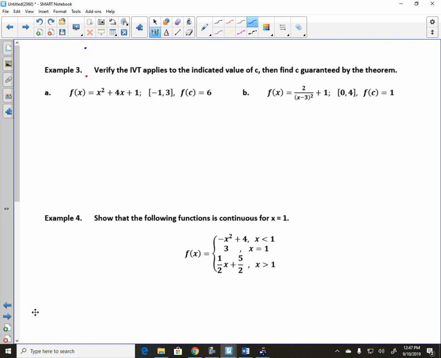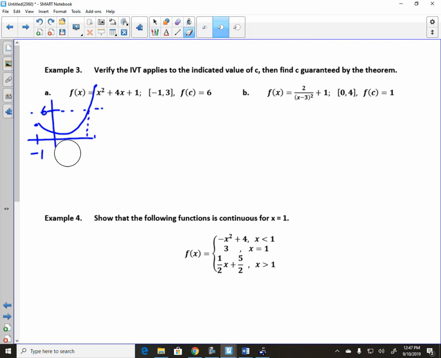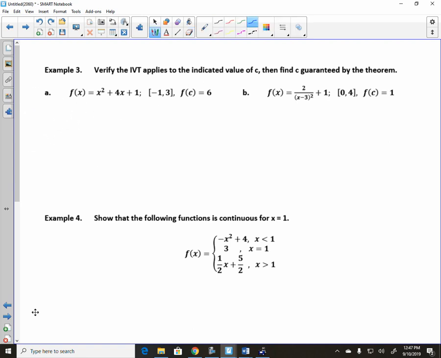Flip it over. This says verify the IVT applies to the indicated value of C and find C guaranteed by the theorem. This is a quadratic, correct? What it's saying is that if you look at the interval from -1 to 3, at some time it has to have a height of 6, and we want to know when that height occurs. We're going to show that it happens, and then we're actually going to find that value.